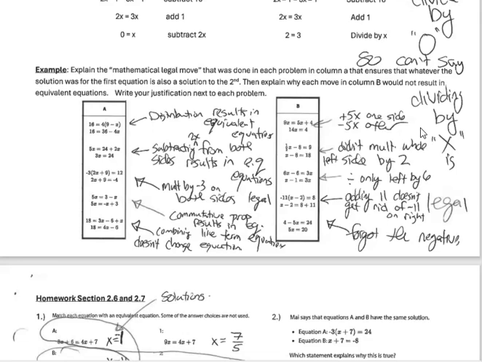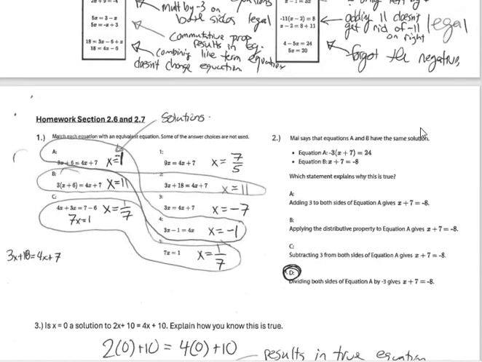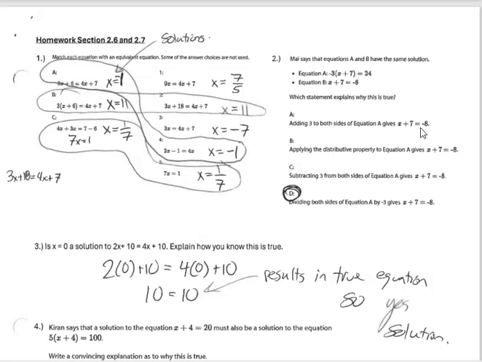There was always something they did where they only did it to one side, or they did something that just wasn't legal, or they forgot something and they did not end up with equivalent equations. Now let's take a look through the homework real quick.